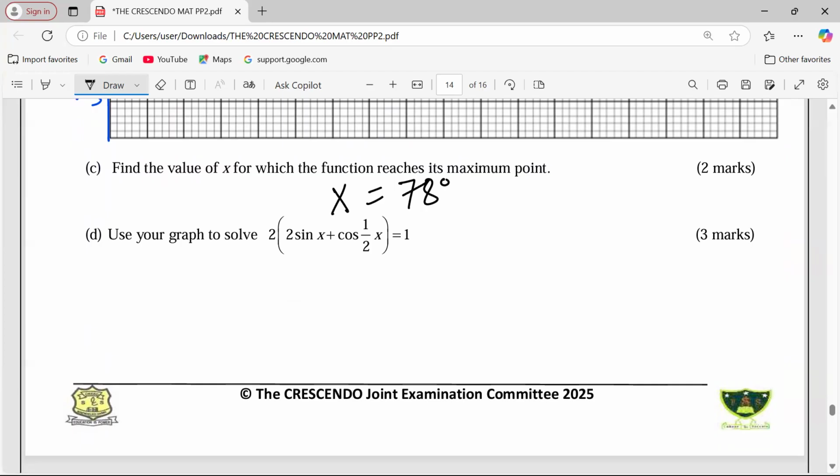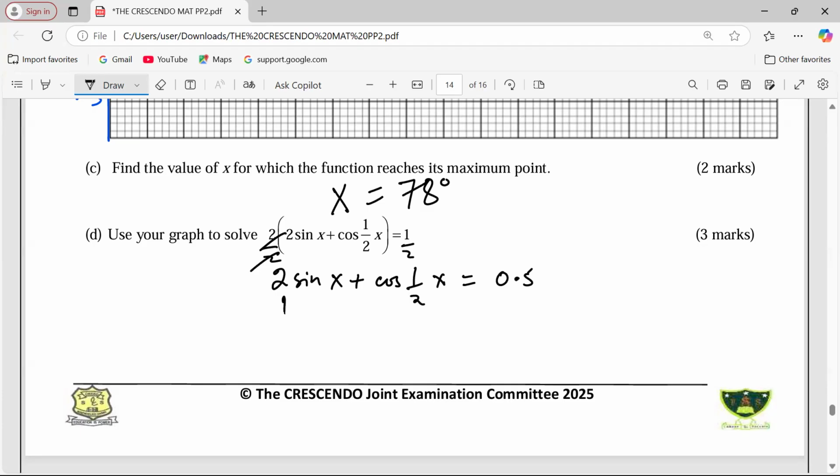Use your graph to solve 2 sin x plus cosine of half x. We can divide through by 2 so that we have sin x plus the cosine of half x being 0.5 after dividing through by 2. So over 2 over 2. Yeah, so we get this function.